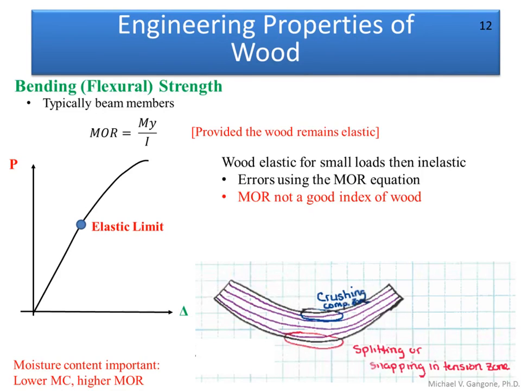Another type we see here is the flexural strength or the bending strength of the wood. It's not used as much as a property only because wood starts to become more inelastic as the load increases. In fact, it's really only elastic for small loads. And once we get beyond this elastic limit, we start to see some nonlinear behavior. And as a result, this equation that we have here for modulus of rupture, the My over I equation, is only valid when the wood remains elastic.